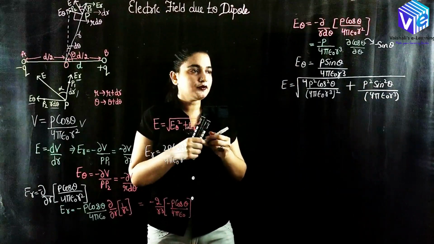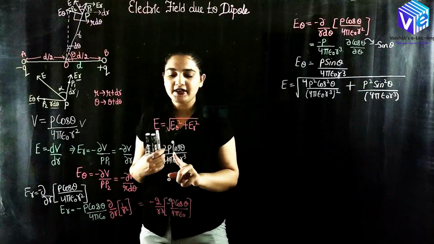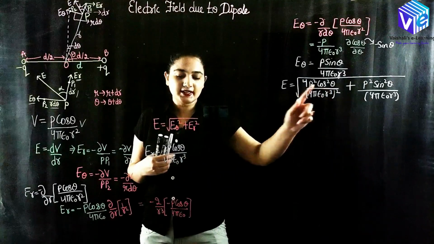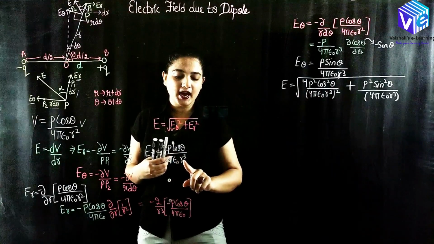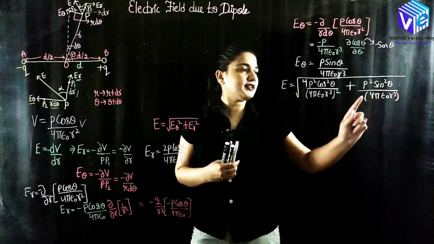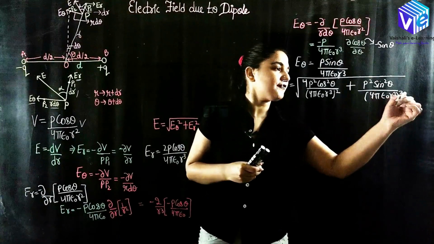Okay, so now I have taken the squares. So what is the square of E_r? E_r square will be (2p cos theta upon 4 pi epsilon naught r cube) whole square, that is 4p square cos square theta upon (4 pi epsilon naught r cube) whole square. Here E_theta square will be (p sin theta upon 4 pi epsilon naught r cube) whole square. So here I have the squares.